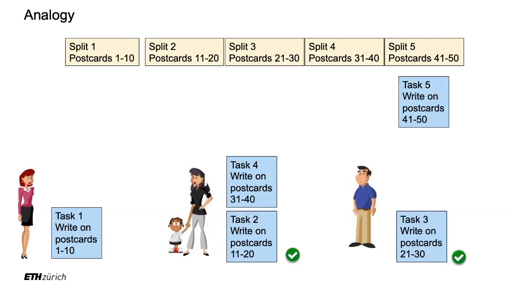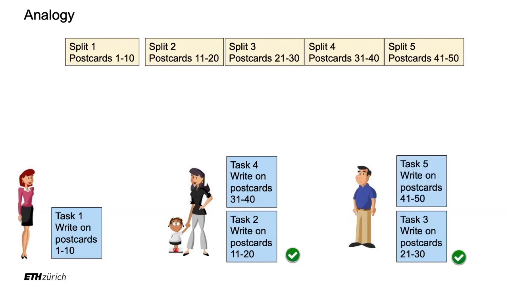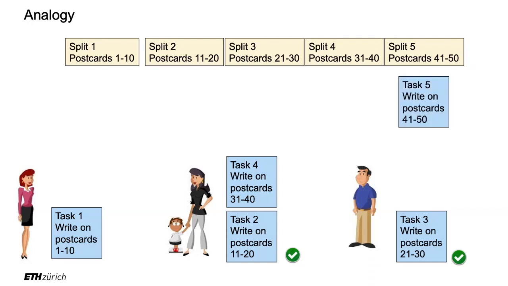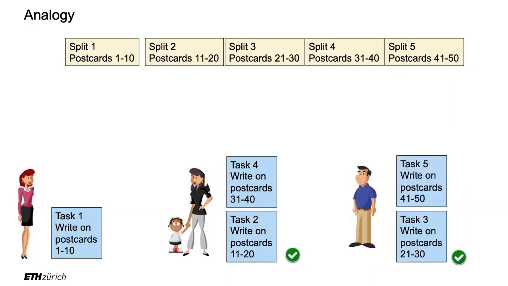Then the guy on the right is done too. So he takes task 5, right? That was still undone. So he takes the next 10 postcards, works on it. Then in the middle, they're incredibly fast, so they're already done with everything.